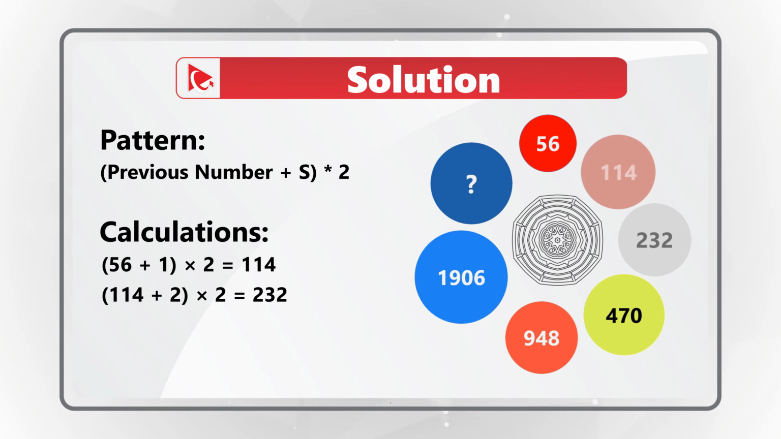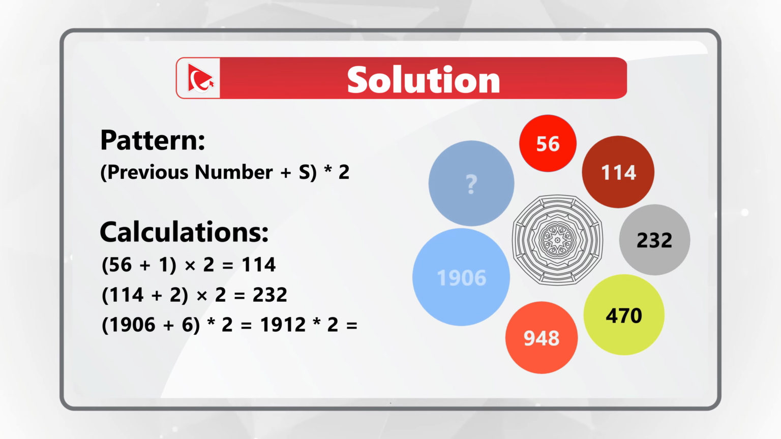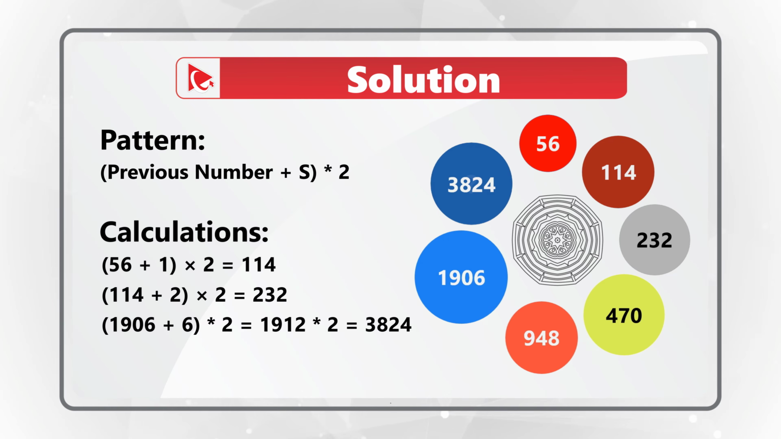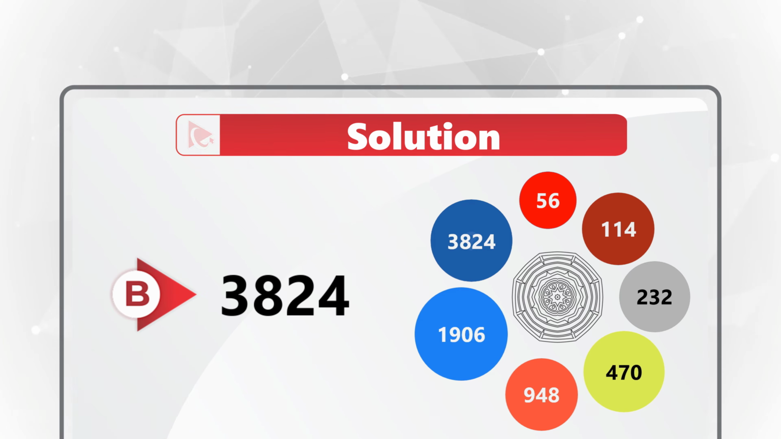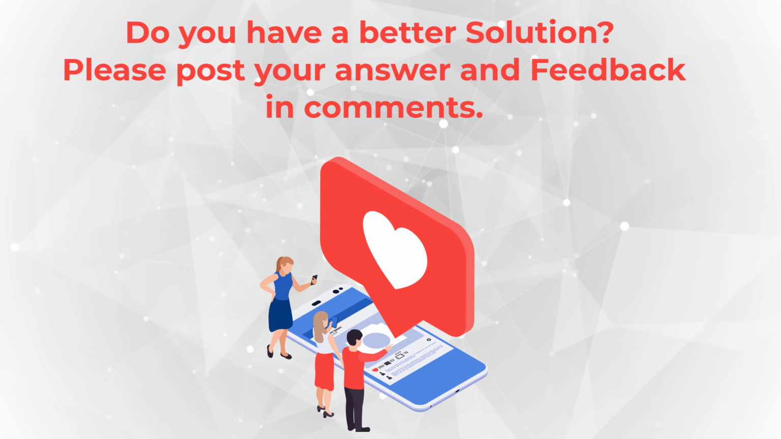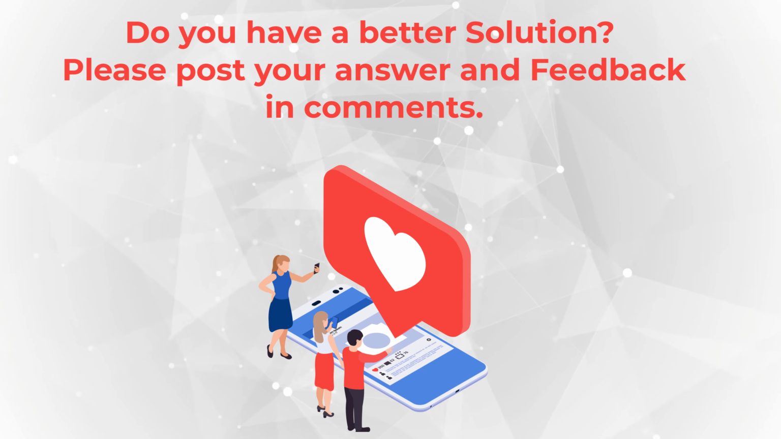114 plus 2 multiplied by 2 equals 116 multiplied by 2, which is 232. So our final number, 1906 plus 6, which is the sequence number, multiplied by 2 equals 1912 multiplied by 2, which equals 3,824.